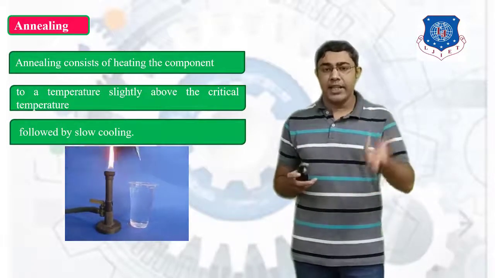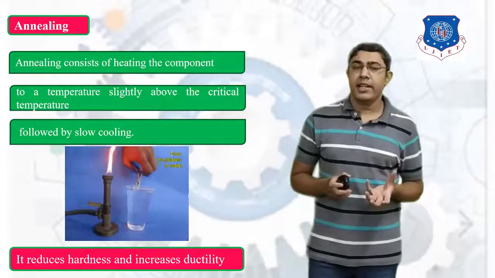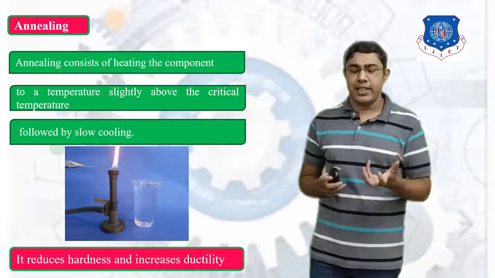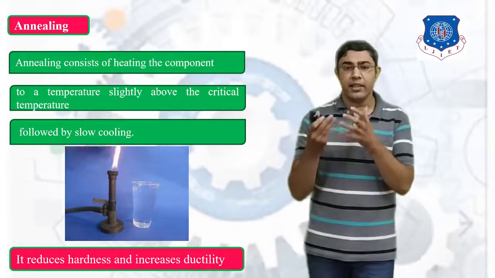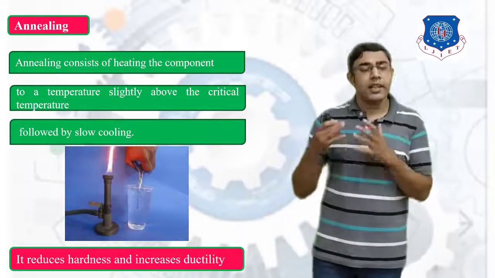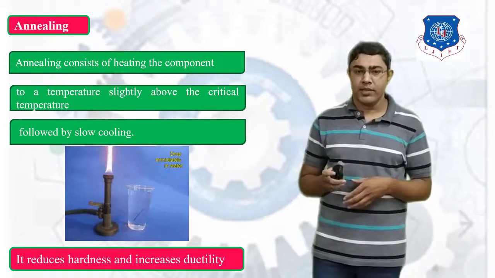So why is this annealing process done? To reduce the hardness and increase the ductility, we have to use the annealing process. So whenever we require reducing the hardness and increasing the ductility, we have to use the annealing process.